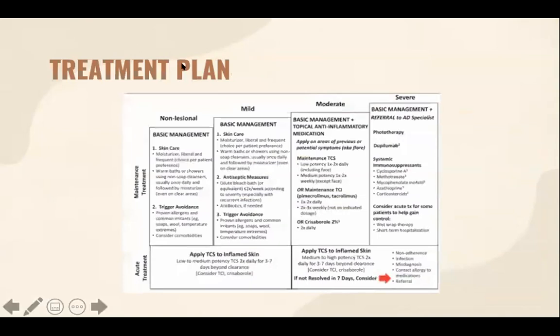So here we have non-lesional skin. It will be skin care, again, moisturizing, warm bath, and trigger avoidance. However, for mild atopic dermatitis, determined by SCORAD score less than 25, it will again be skin care in terms of moisturizer and warm bath, trigger avoidance, and addition of antiseptic measures if there is susceptibility to infection or secondary bacterial infections.